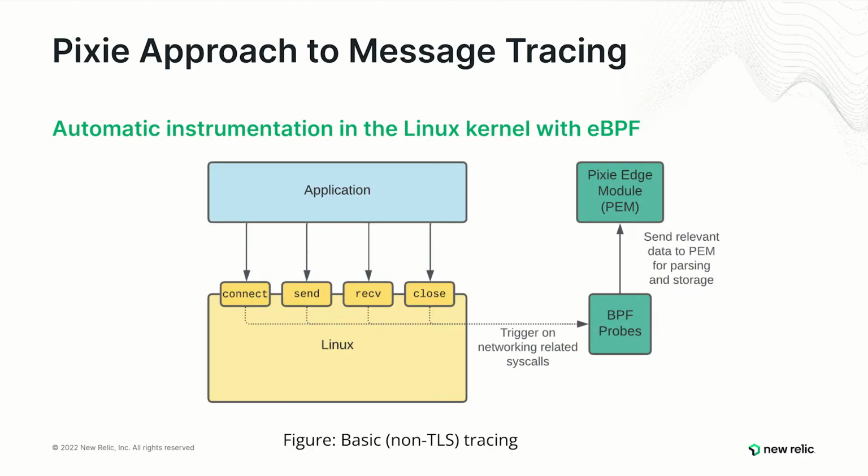Taking a look under the hood, the approach to message tracing with eBPF that Pixie uses is to put eBPF probes in the Linux kernel on the send, receive, and other networking-related syscalls that the application will make. This is why the approach is language and framework agnostic. Any traffic that is sent or received is caught by these eBPF probes, and the raw data is sent to the Pixie Edge module, where the traffic is classified and then parsed into structured events.